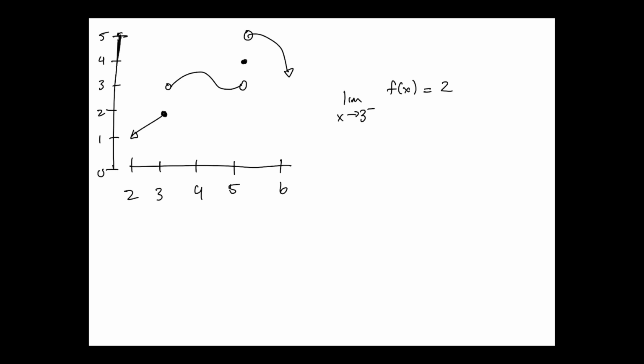So this is 2. Now, if we come at it from the other side, okay, then I'm thinking 3.5, 3.1, 3.01, 3.001, right? I'm coming at it from the right-hand side. And then what y value am I approaching? Right, I'm approaching the hole. What's the y value of the hole? 3 in this case. And so this limit is 3, not 2.